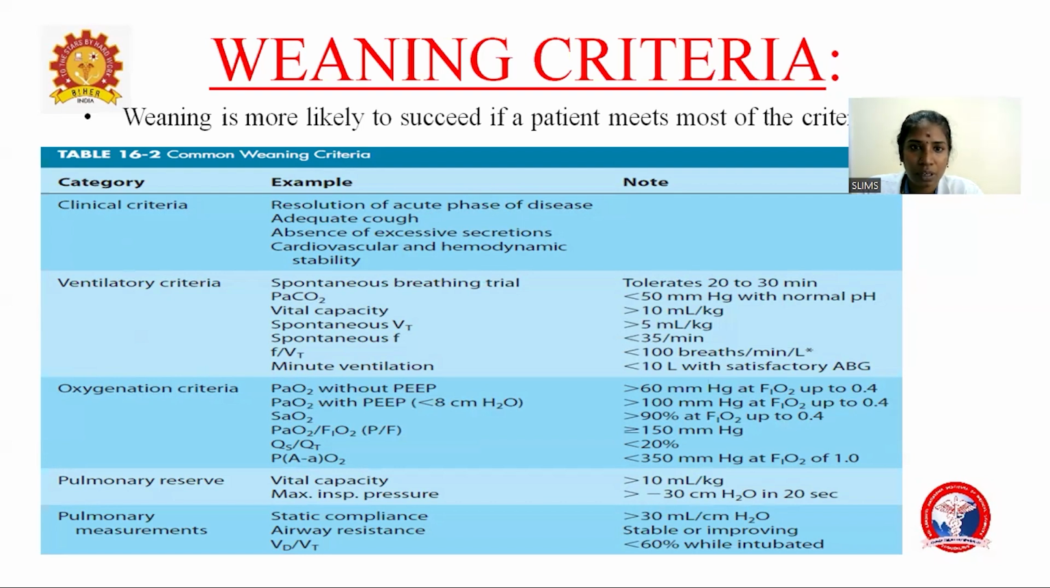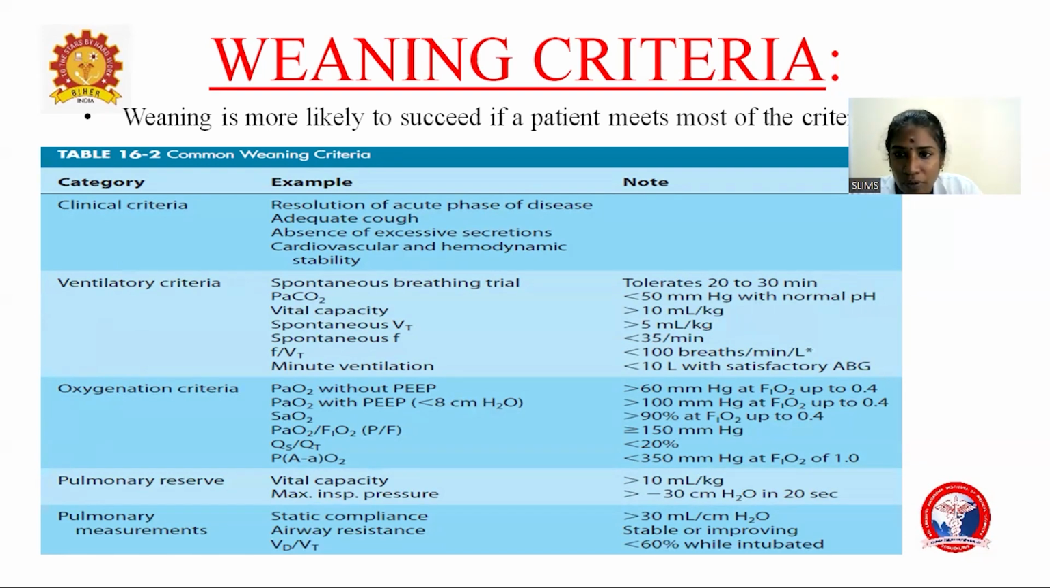Acute phase of the disease, like fever and so many things, has to be corrected. And the patient should have an adequate cough, because if any foreign material gets obstructed or lodged in the air column, the patient has to have an adequate cough to expel it out. Then absence of excessive secretion. If the patient is having excessive secretion, we can't wean them. That itself will cause silent aspiration. And cardiovascular and hemodynamic stability. So the clinical criteria should fit into this, then only they can go for a successful weaning.